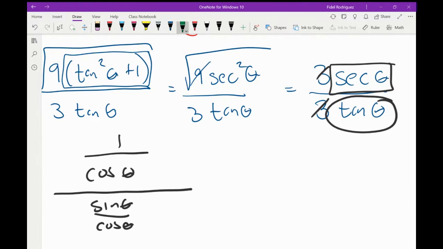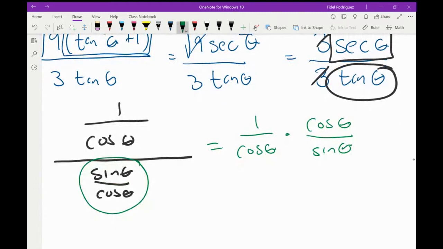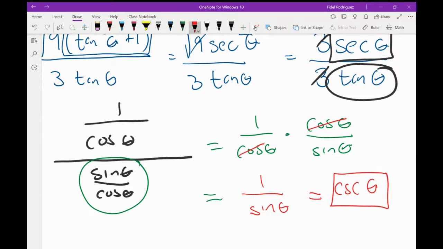Okay. And then remember what we said earlier. How do we divide fractions? We multiply by the reciprocal of the top or the bottom. Always the bottom one, right? So I'm going to think about this as 1 over cosine theta times cosine theta over sine theta. What's going to cancel here? Our cosines, okay? And then we can write this as 1 over sine of theta. What's another way to write 1 over sine theta? Cosecant. And you're done.